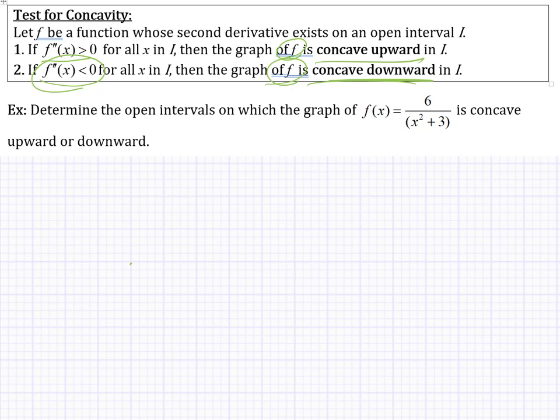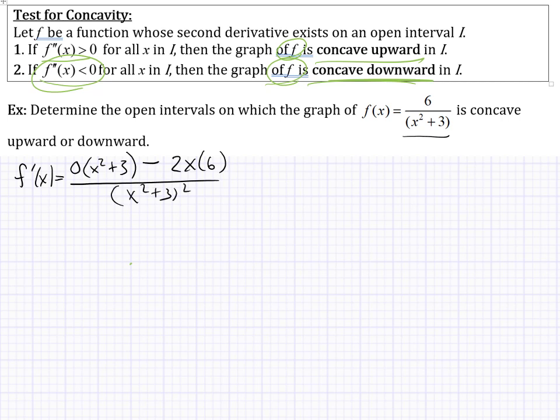So doing this example, determine the open intervals for which this function is concave up or down. In order to do that, I need to take the first derivative, which will then help me find the second derivative. Well, if I do the first derivative, I can use quotient rule. 0 for the derivative of the numerator, minus the derivative of the denominator, which is 2x, times 6, all over x squared plus 3 squared. So this is 0, and this will give me negative 12x over x squared plus 3 squared.